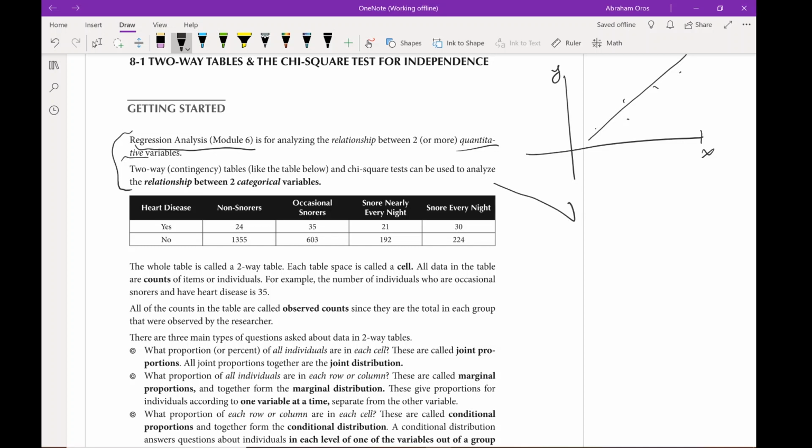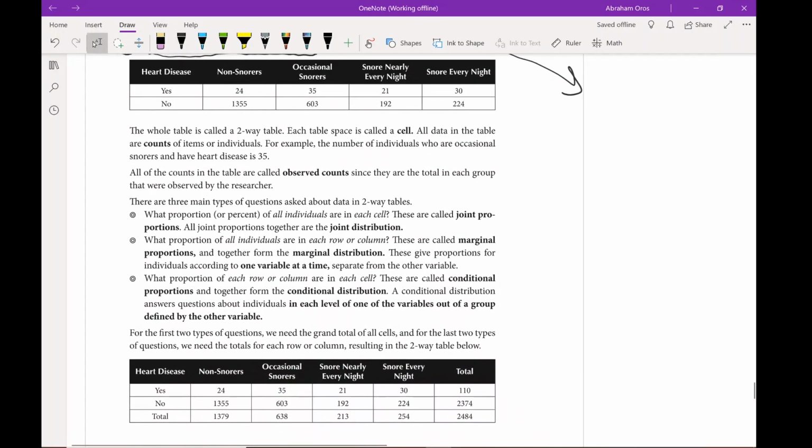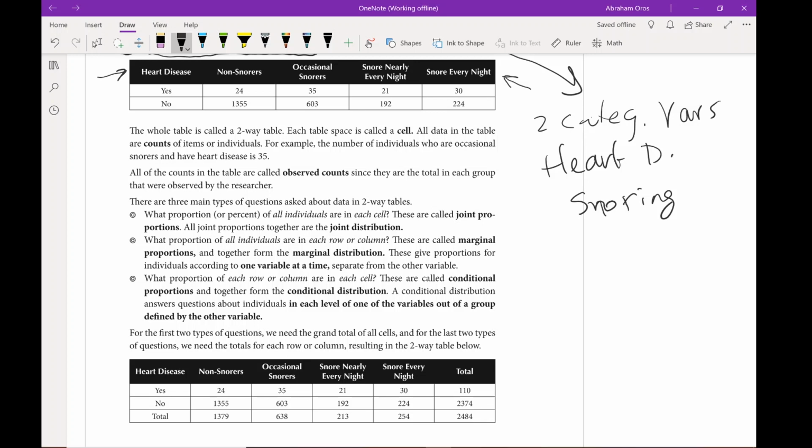What we're going to do today in the next couple of videos is chi-square tests, and they are slightly different in that we're going to look at the relationship between two categorical variables. Now, in this data set that we have here, we're talking about heart disease and snoring. Okay, so we've got two categorical variables, and they are heart disease and snoring. We want to know if there's a relationship between these two categorical variables. So we're going to use charts like this in order to determine these questions of the relationships.